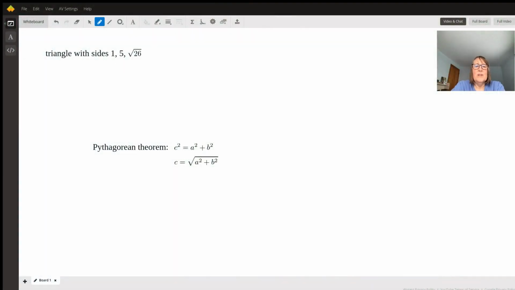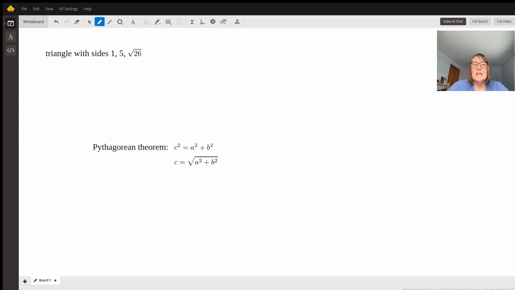Okay, so we're given a right triangle with sides 1, 5, and the square root of 26. The first thing that we want to do is remember some stuff about right triangles. The most basic is the Pythagorean theorem, and that says that c squared equals a squared plus b squared, where c is the hypotenuse of our triangle, and a and b are the two sides of our triangle. This only works for right triangles.